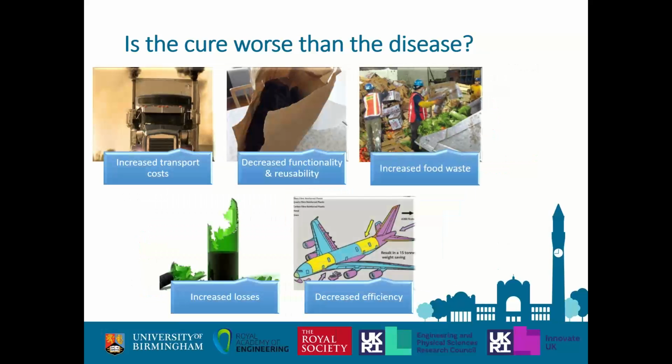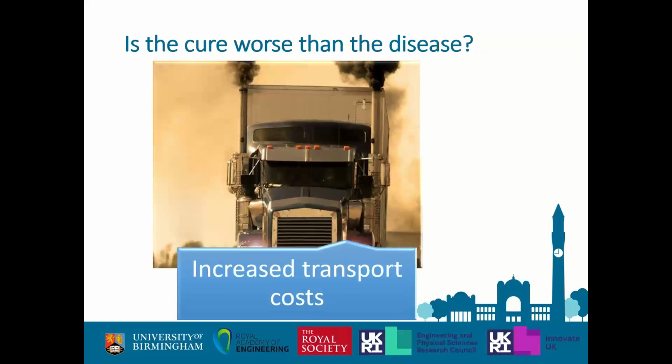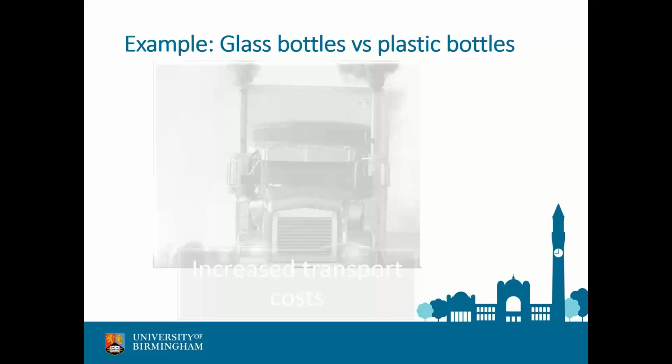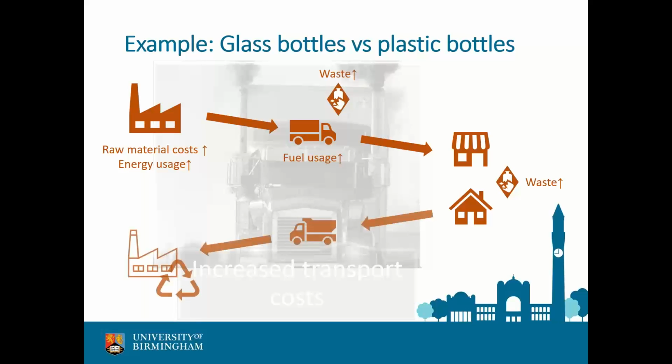So if we look at increased food waste, we see that plastics are not the only trouble here. And similarly, a brilliant example was briefly in the UK when Coca-Cola decided to be eco-friendly and replace their plastic bottles with glass bottles to be more environmentally friendly, which was an absolute disaster. And the reason for that was that if you are producing glass instead of plastic, your raw materials costs skyrocket, your energy usage goes up, then you have increased transport costs because the plastics are lighter than the glass. You have increased waste, both during transport and during usage.